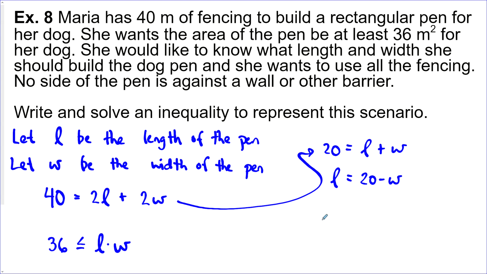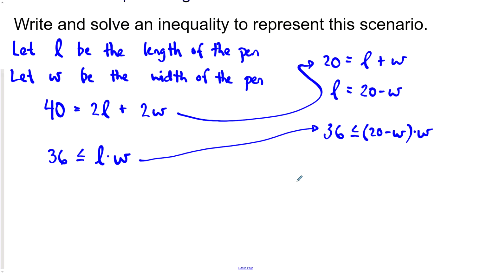Now we have L, we'll sub it in here. So we'll use this equation next. 36 less than or equal to 20 minus W, subbed in there for L, and the W is still there. And now we have an inequality, and we have one variable. Looks like it's going to be a quadratic, so let's multiply this out and rearrange it. We've got 36 is less than or equal to 20W minus W squared.